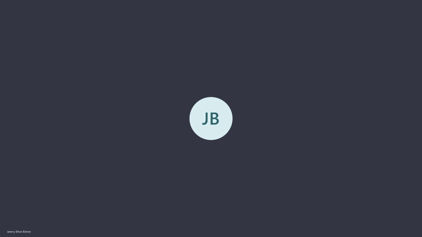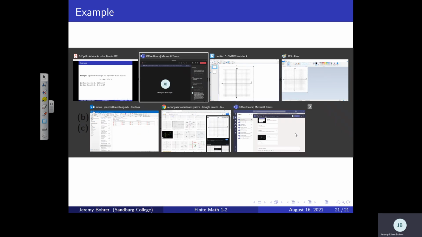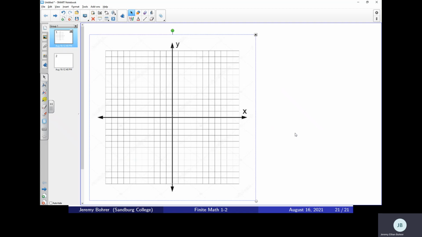In this video, we will look at the examples on page 21 of the Chapter 1, Section 2 slides. First, we want to sketch the straight line represented by the equation 3x minus 4y minus 12 equals 0. The easiest thing to do here is to put it in slope-intercept form. So let's rewrite this equation in slope-intercept form.